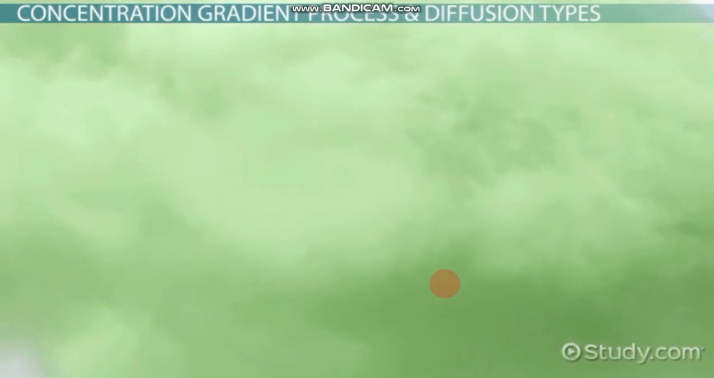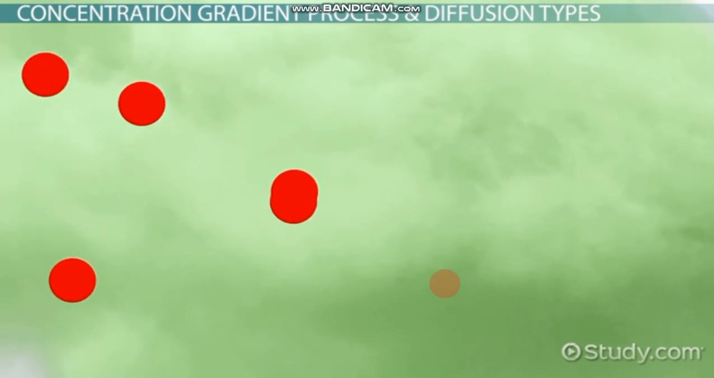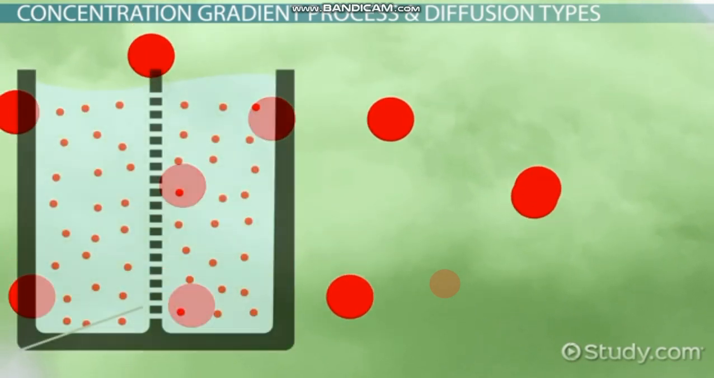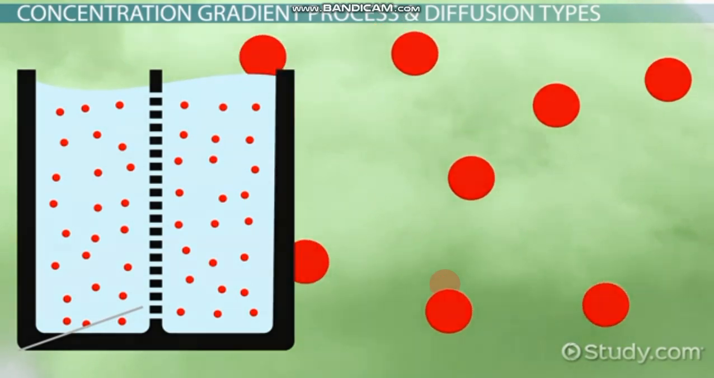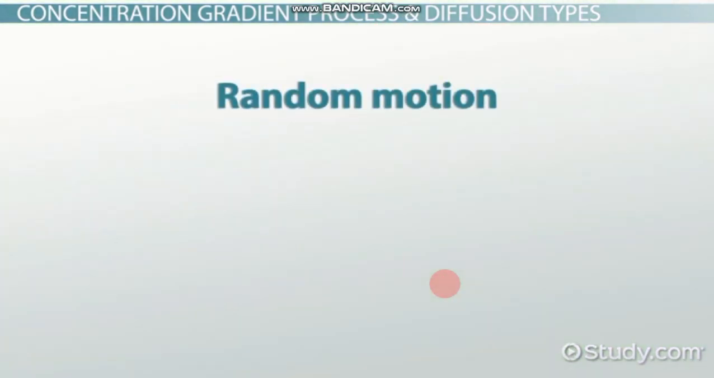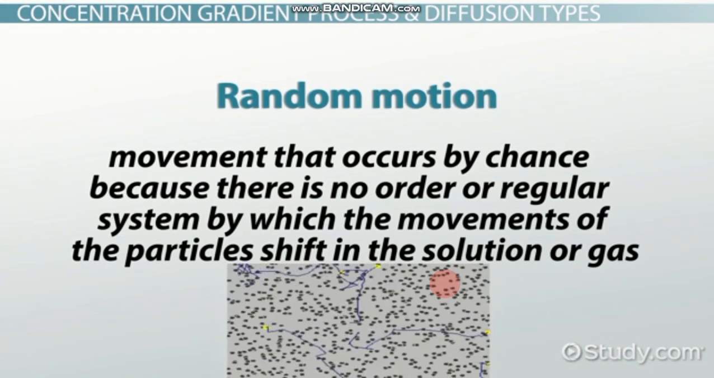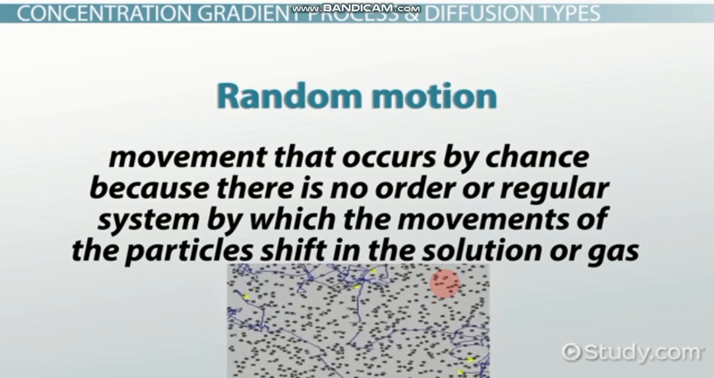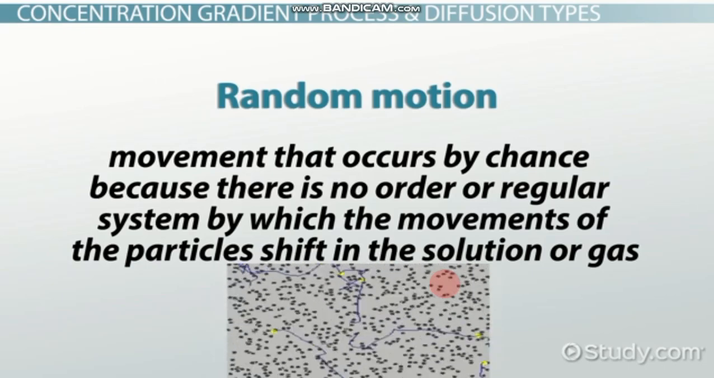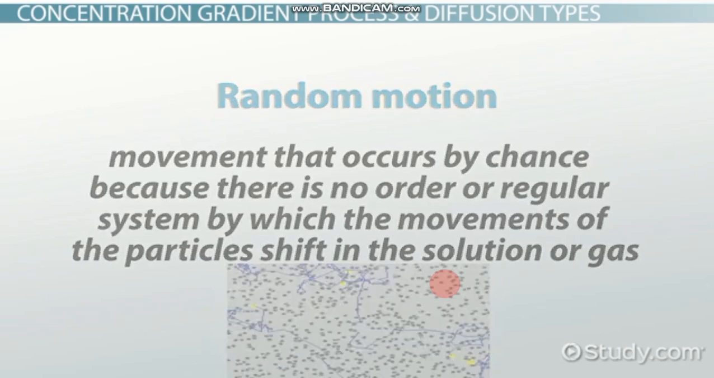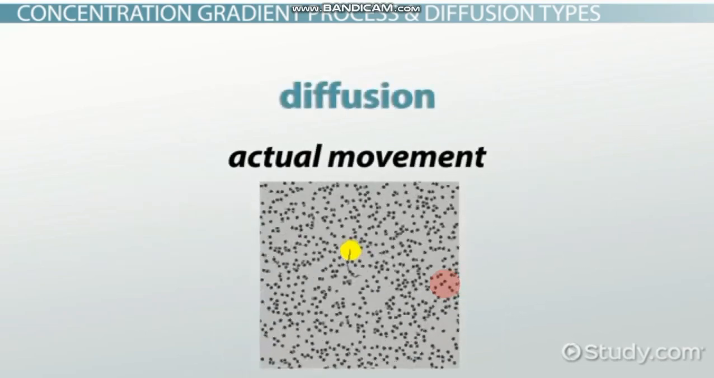Solutes moving through solution, that is, a liquid or a gas, happen by random motion until there are equal numbers of particles in the two areas. Random motion is defined as movement that occurs by chance because there is no order or regular system by which the movements of the particles shift in the solution or gas. The actual movement is called diffusion.